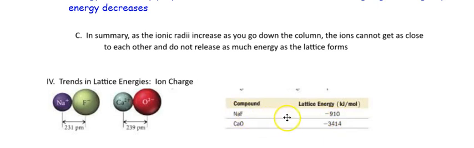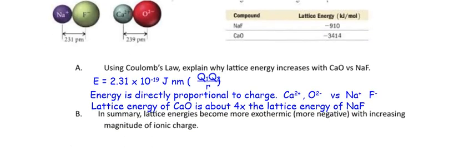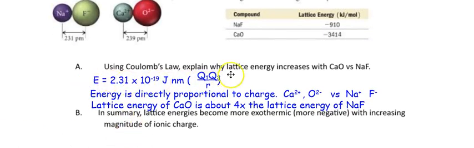Again, look what happened. We have a +1, -1, and a +2, -2. That's almost a 4 difference, all right? So one says use Coulomb's law. So here's energy is equal to this, Q1, Q2 over R. So again, you have a +2, -2 versus a +1, -1. So the lattice energy is about 4 times the lattice energy of NaF. Not exact, but not too far off either, all right?